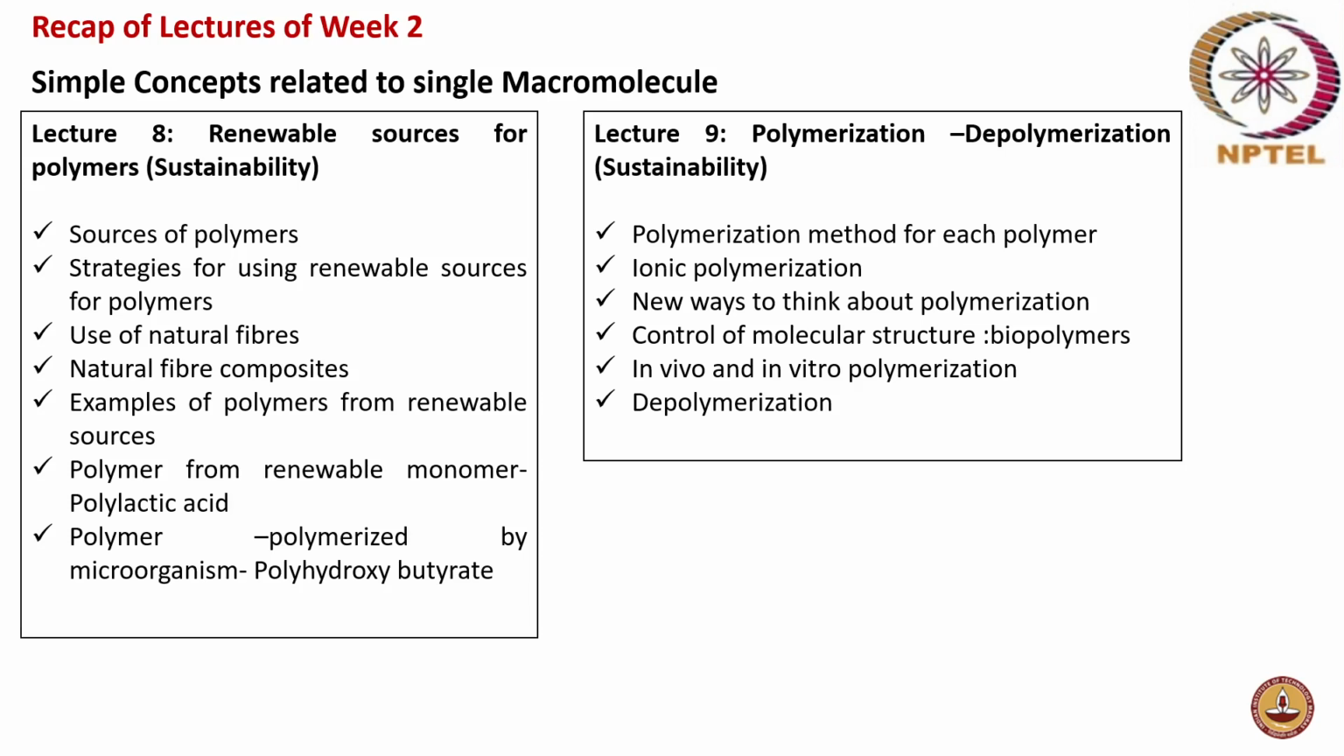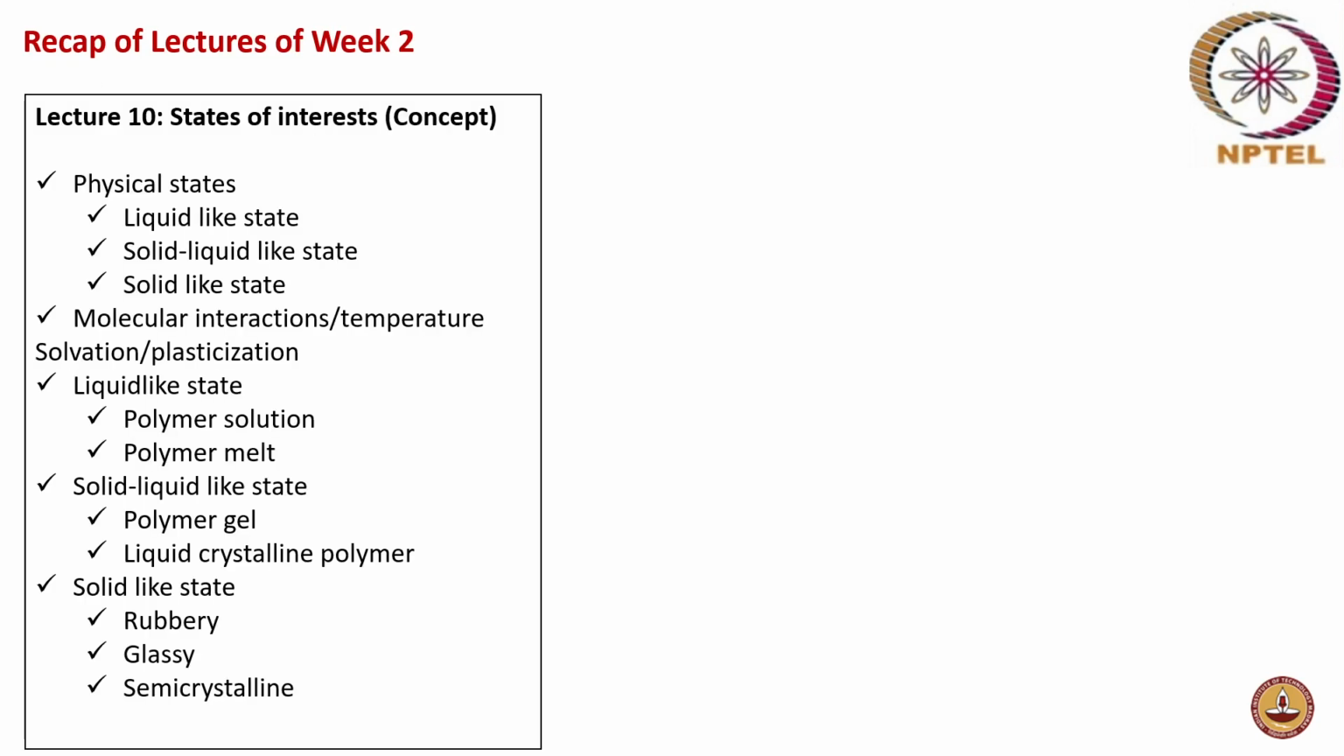So polymerization method for each polymer were discussed, and then ionic polymerization, and how can we think of new ways about polymerization, and how can you control the molecular structure in case of biopolymers, and then in vivo and in vitro polymerization, and certain aspects of depolymerization. So these aspects were all discussed in lecture 9. Lecture 10 was on states of interest.